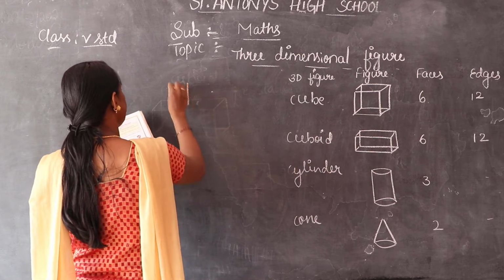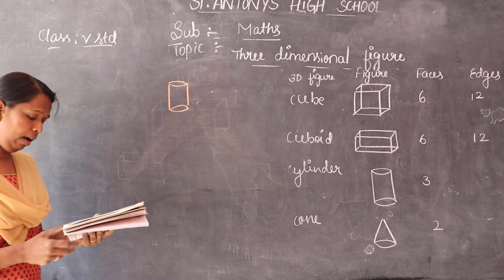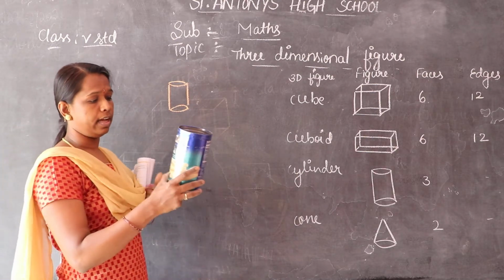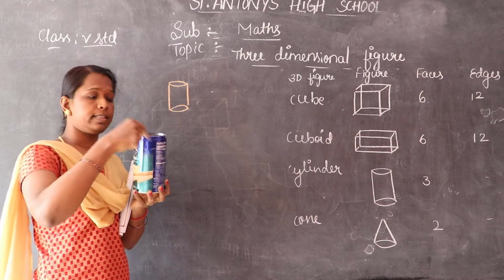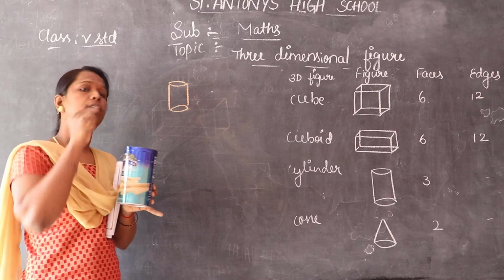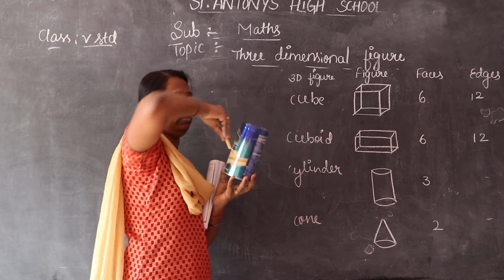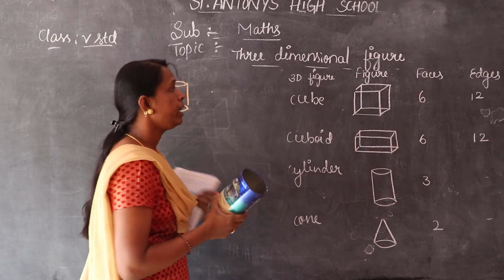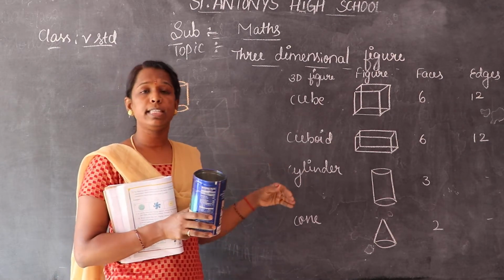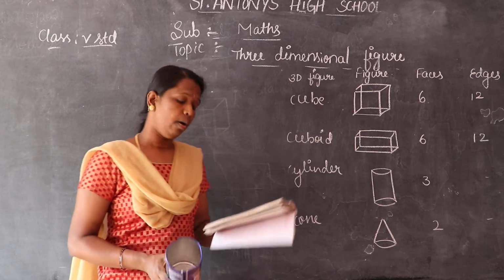A cylinder has one curved surface and 2 circular bases. In a cylinder, only 3 faces are there. These are 2 circular bases and 1 curved surface. This is called 1 curved surface. There are no edges and no vertices. Children, what is the meaning of vertices? Vertices means a common point where 2 lines meet at a common point, that is called a vertex.